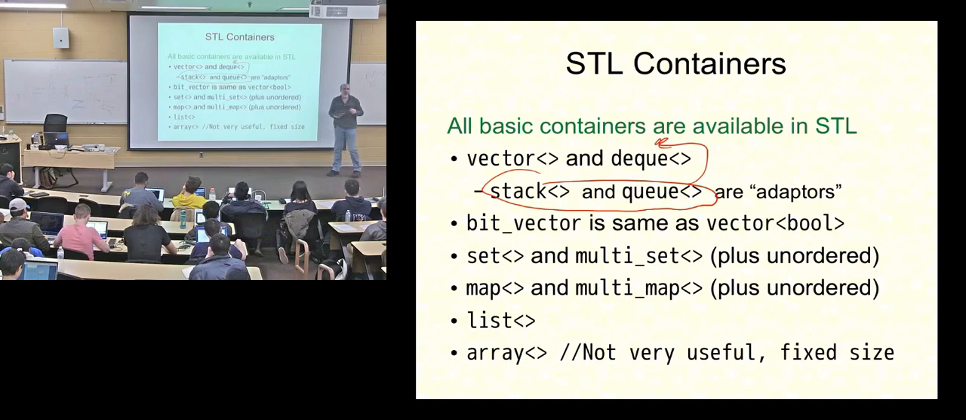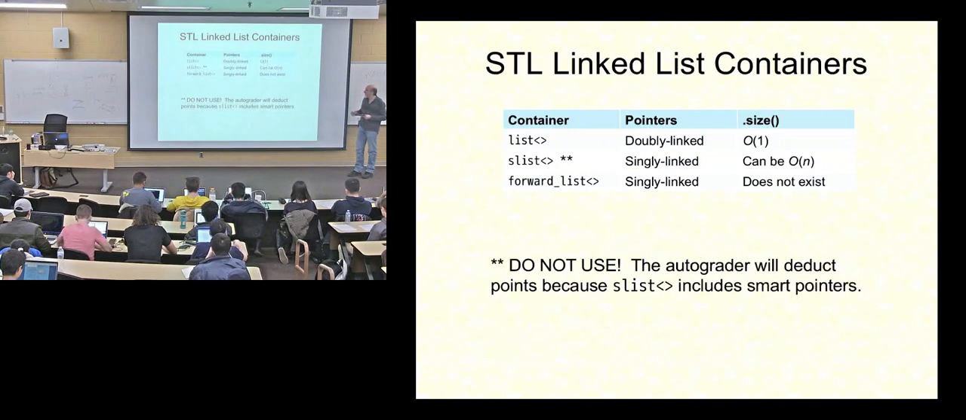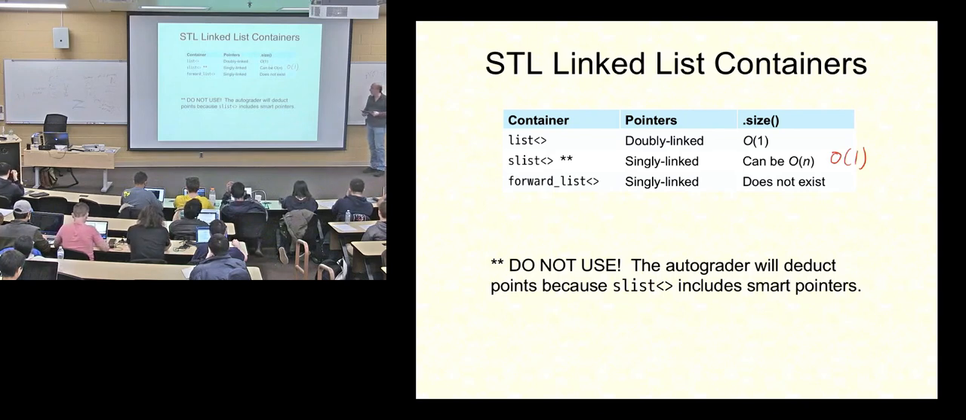Linked lists: the STL has a linked list. Arrays, we mentioned before, aren't very useful because they're a totally fixed size, which isn't useful most of the time. So the STL has 3 different versions of list: list, slist, and forward list. List is the standard doubly linked list, and if you call size, it's O of 1. Slist is a singly linked list. The size can be O of n, but it's almost always O of 1. Forward list is another singly linked list that doesn't even have a size. It's just for keeping a list of things.